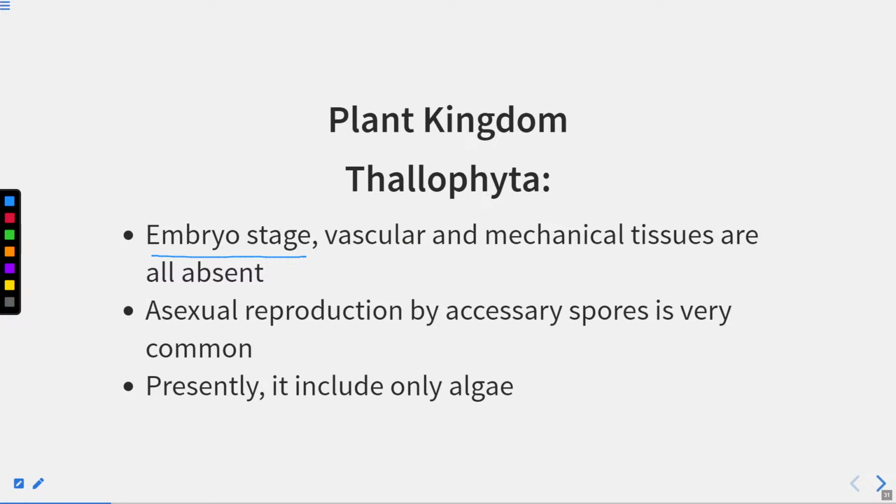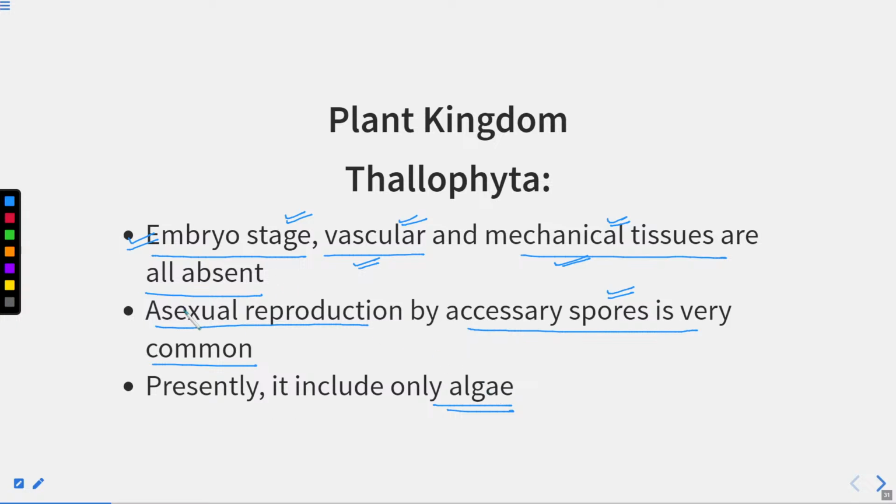Their embryo stage, vascular and mechanical tissue are all absent. We do not find any type of embryonal stage in the case of algae. We do not find any type of vascular structure in algae. No mechanical tissue in algae. So all these structures are totally absent in algae. Asexual reproduction by accessory spores is very common. So we have different types of spore formation in the asexual mode of reproduction in thallophyta, and presently it includes only algae. So basically we are talking about characters that belong to algae, and they are kept in one type of classification, that is thallophyta.